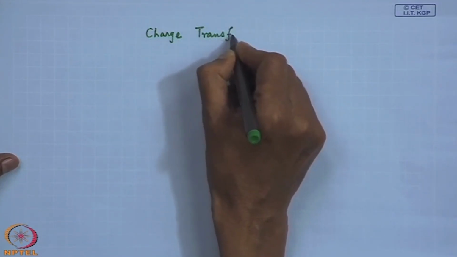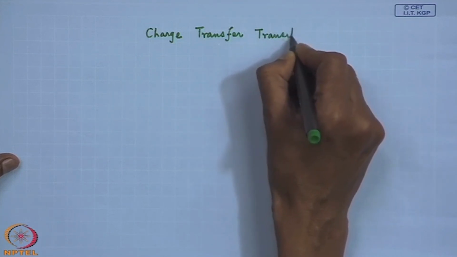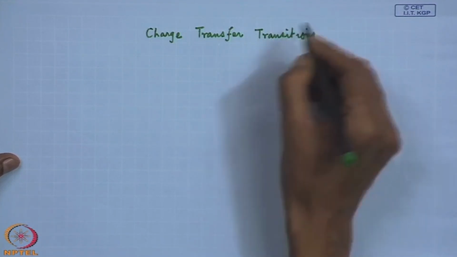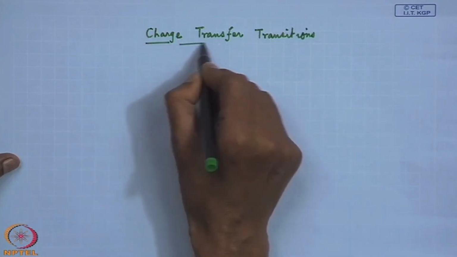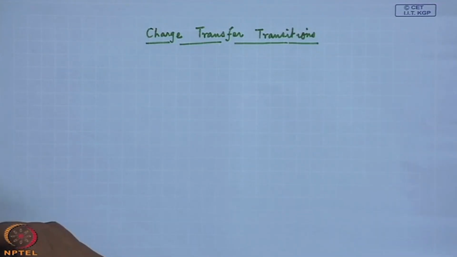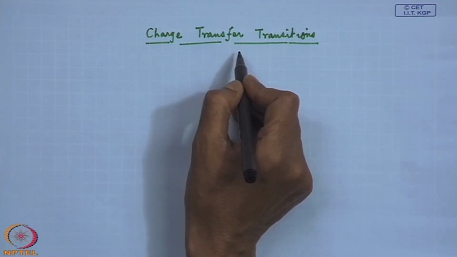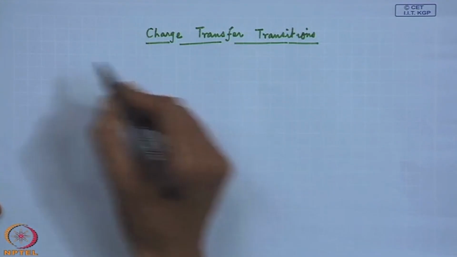Charge transfer transitions. Here we will see how the electronic spectrum, in most cases, is very much dominated by this charge transfer. So what is that?